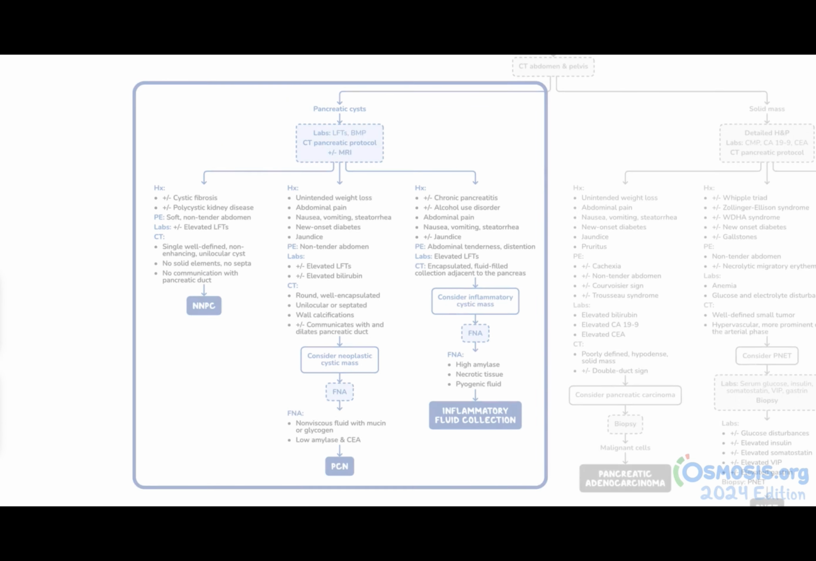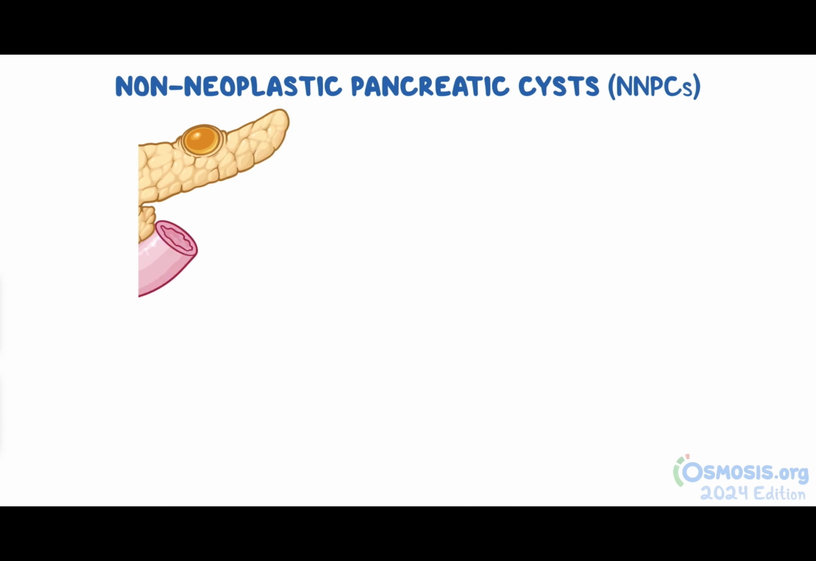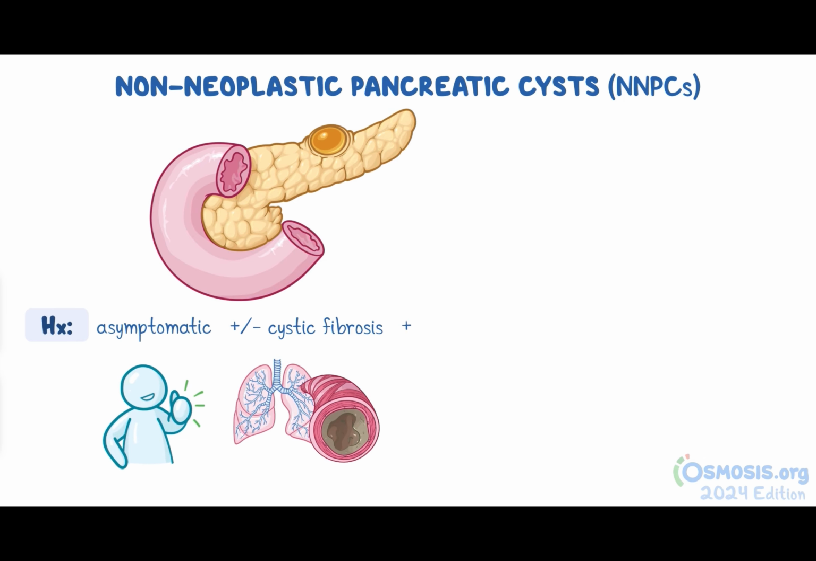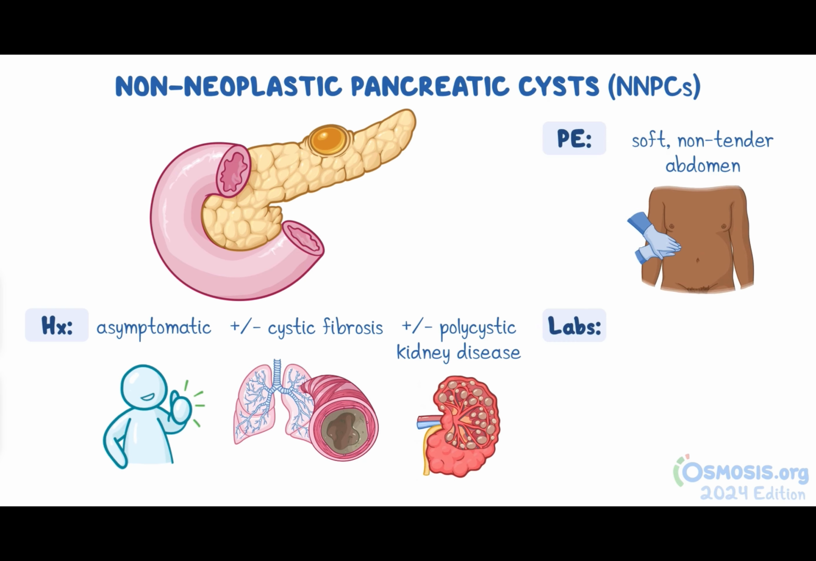Alright, first up, we have non-neoplastic pancreatic cysts, or NNPCs for short. Most patients are asymptomatic. In some cases, history might reveal associated risk factors, such as cystic fibrosis or polycystic kidney disease. The physical exam is usually unremarkable, with a soft, non-tender abdomen, and labs are often normal, although LFTs might be elevated in some cases.